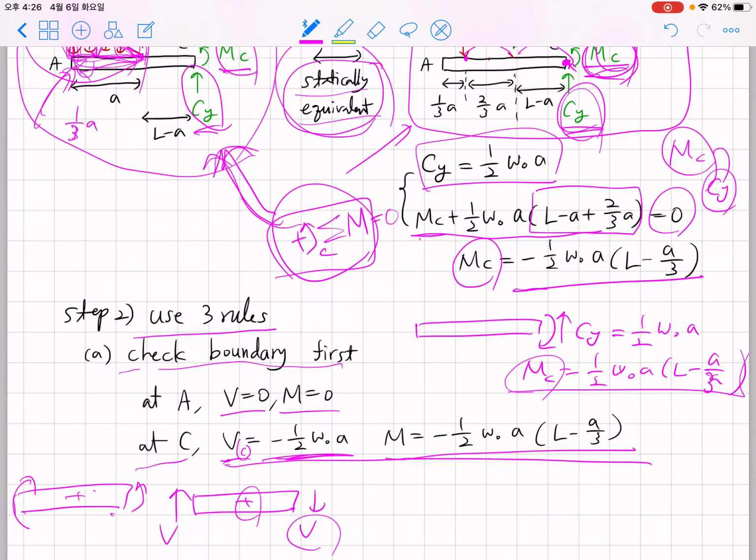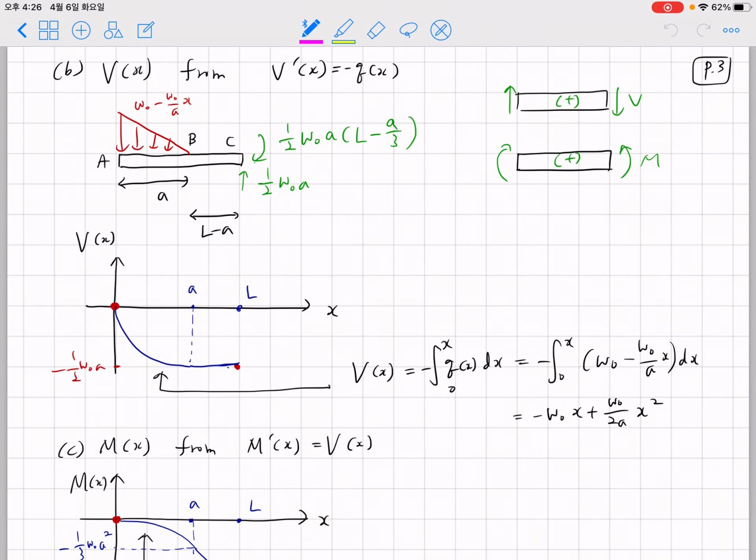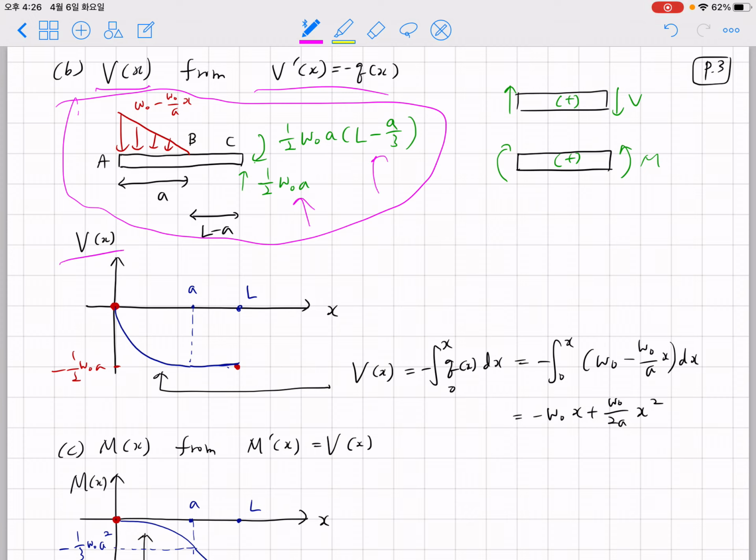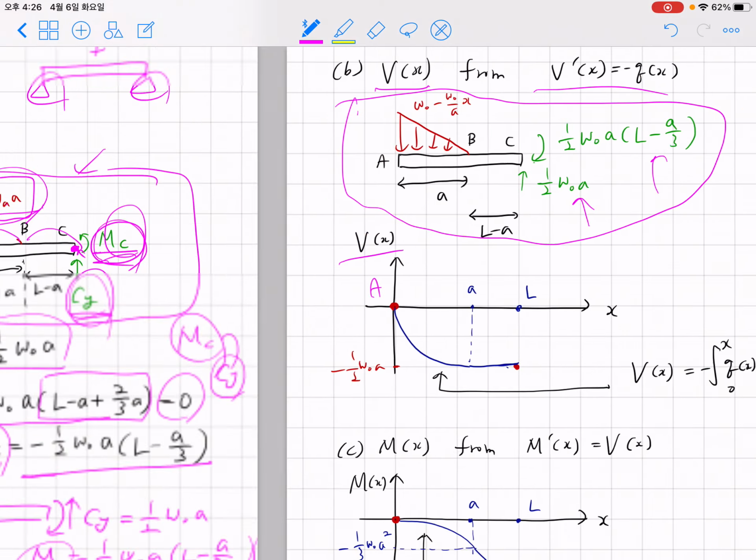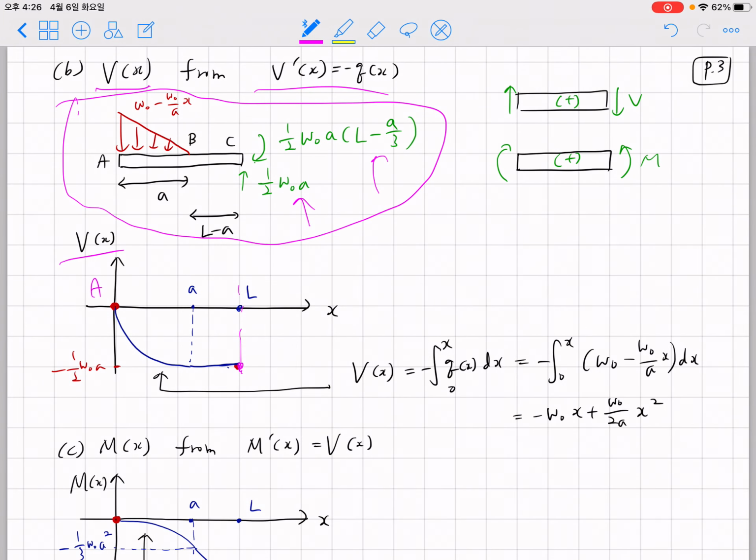After setting up the boundary conditions, you can obtain V(x) from the V prime x equals minus Q(x) relationship. This is the final free body diagram, including the reaction force and reaction moment at C. Then if you obtain V(x), it looks like this. At the left end at A, as I told you, V is 0. At the right end at x equals L, it's negative half W0A. And in between, Q(x) turns out to be 0.